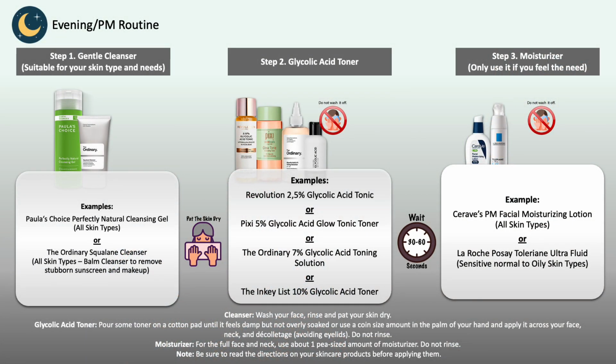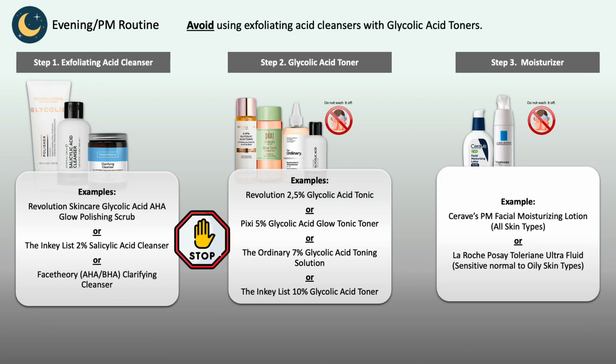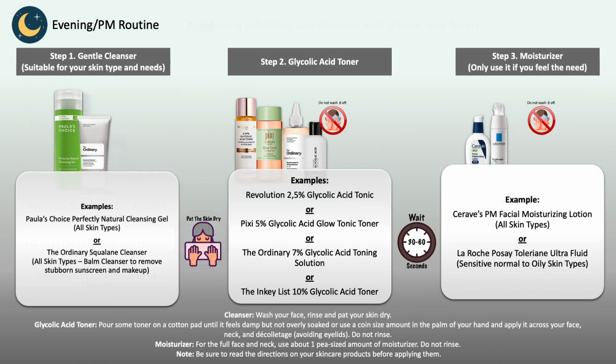However, if you're now planning on using your glycolic acid in your evening routine, then again you're going to get started with washing your face with a gentle cleanser for your skin type and needs. You can either stick to the same one that you use in the morning, or if you have a stubborn sunscreen, or you're wearing makeup throughout the day, then it's important to switch the cleanser to a gentle cleanser that's able to break down your sunscreen and makeup so that you will have a freshly washed and clean face. An example would be balm cleansers.